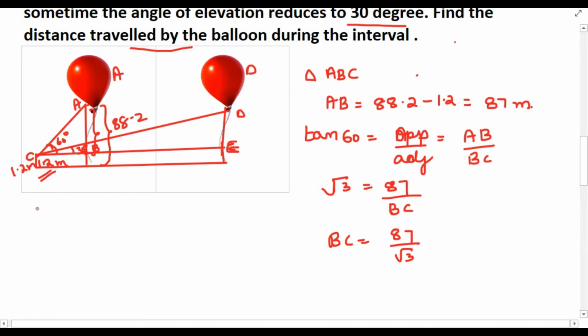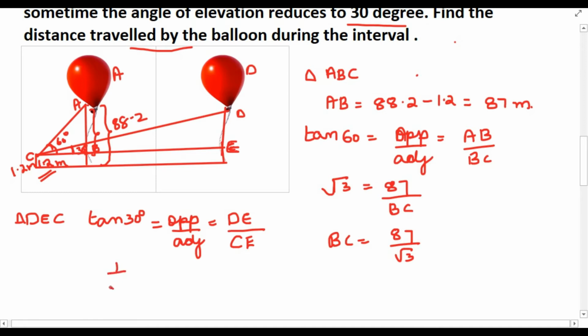So now next we will consider the triangle DEC. So in triangle DEC, we can see tan 30 degree. This angle is 30 degree. So tan 30 degree is opposite by adjacent side. Opposite side is DE, adjacent side is CE. So 1 by root 3 equal to DE, which is the same as 87, over CE.